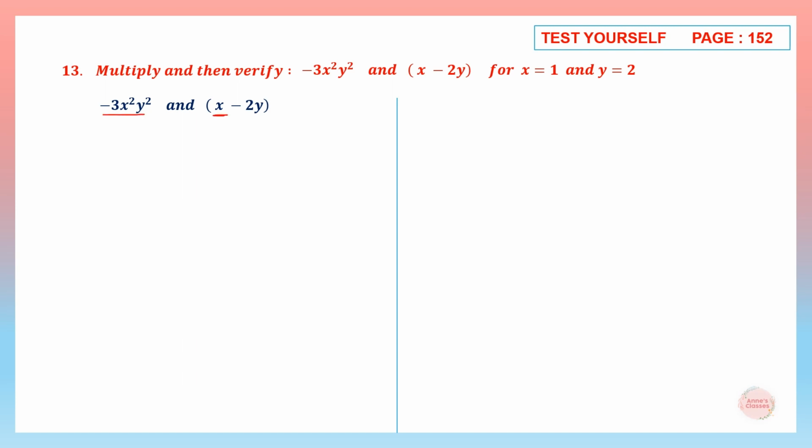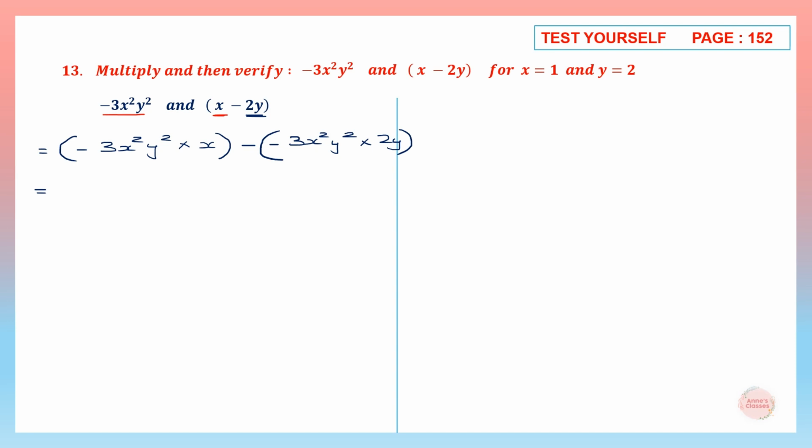So let's write that. So minus 3x square y square into x. So we have this as the first part. Now we're going to take the same monomial here and multiply it with minus 2y. We're multiplying it with 2y, so we write minus here, and we'll take the same monomial minus 3x square y square into 2y. So now let's work this out.